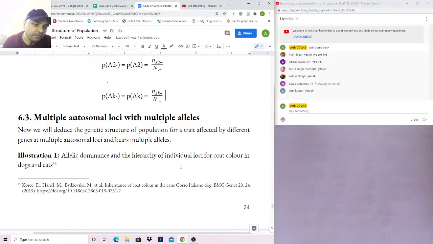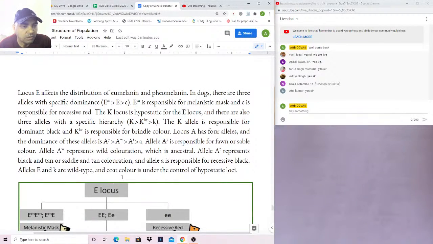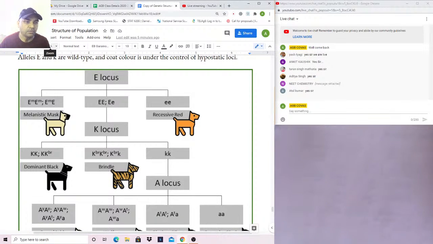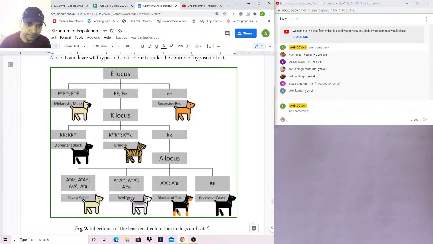For that I will take one illustration: allelic dominance and hierarchy of individual loci for coat color in dogs and cats. It is given by Korek et al. in 2019. From that paper I have taken this example. So inheritance of basic coat color loci in dogs and cats is like this. There are actually three loci: one is the E locus, another is the K locus, and another is the A locus.